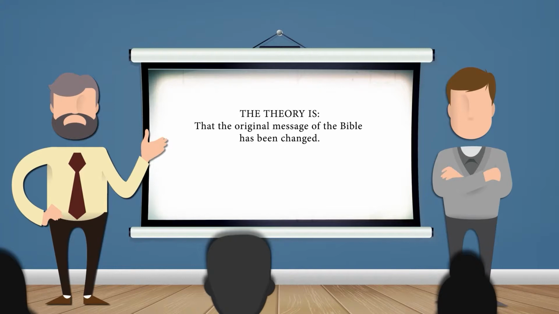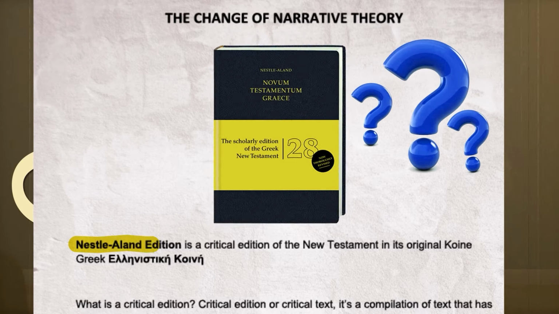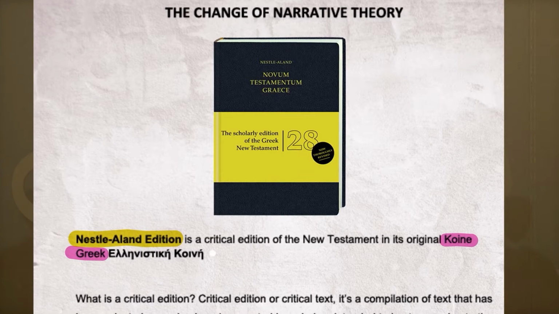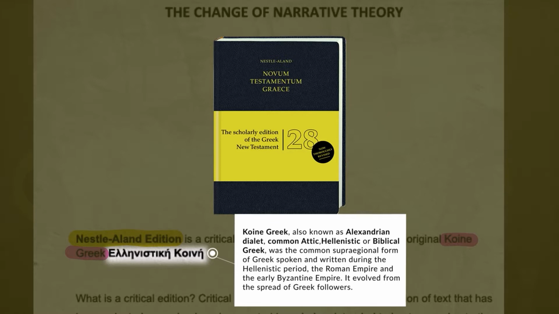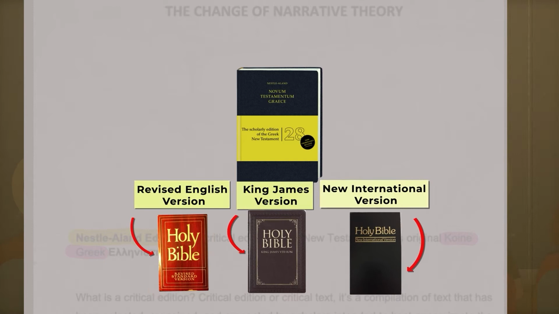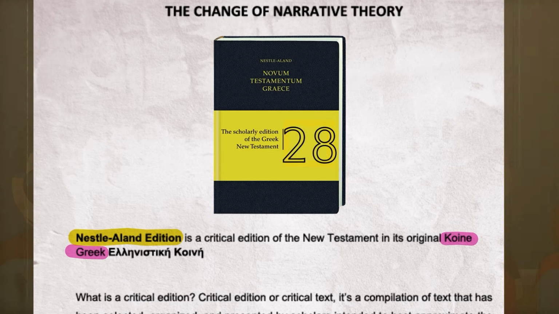To start, they point to the Nestle-Aland edition. Nestle-Aland edition is a critical edition of the New Testament in its original Koine Greek. It's the basis of most modern Bible translations. It is currently in its 28th edition. They raise the claim that the fact that it is in its 28th edition indicates changes.